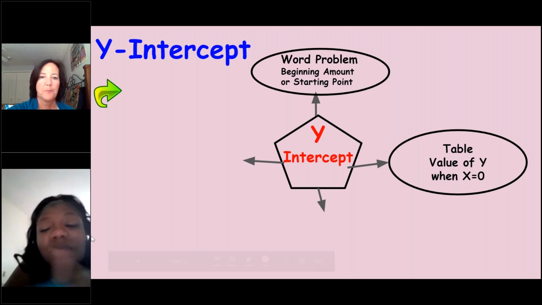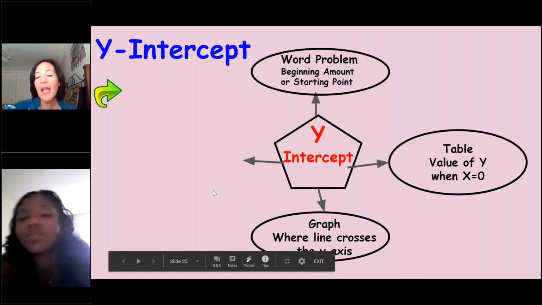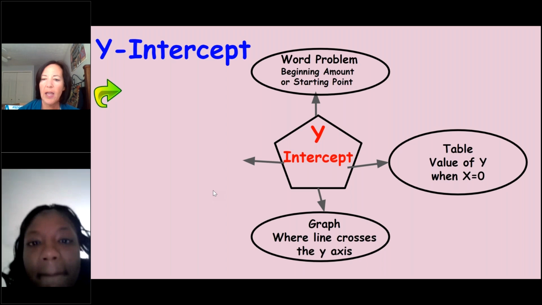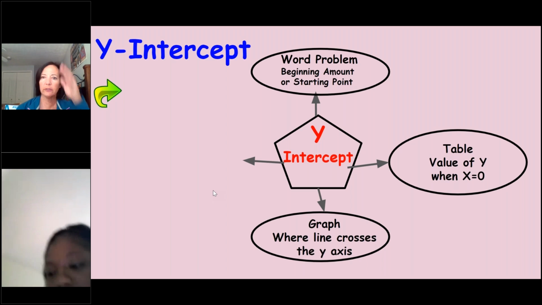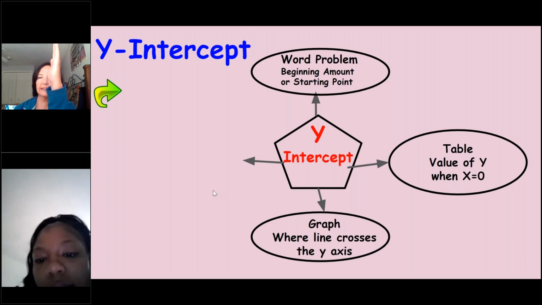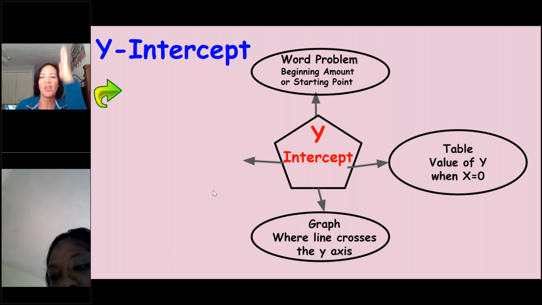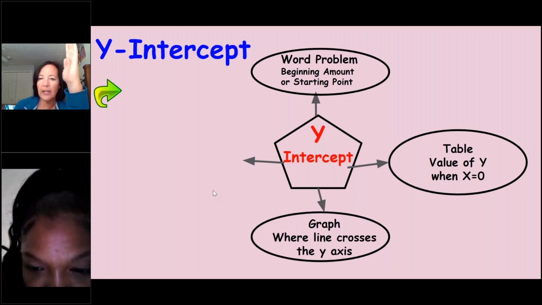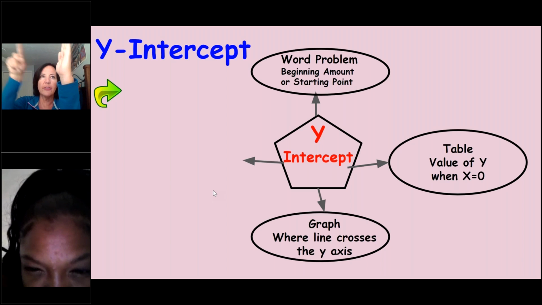Perfect. And on the graph, the y-intercept, that's where the line crosses the y-axis. So you know on a coordinate grid or on a graph, the y-axis goes straight up and down, vertical, and the x-axis goes across, it's horizontal. So the y-axis, wherever the line, when they say graph, they really mean line because it's linear algebra, we're making lines. Wherever the line crosses the graph, that's going to be your y-intercept.